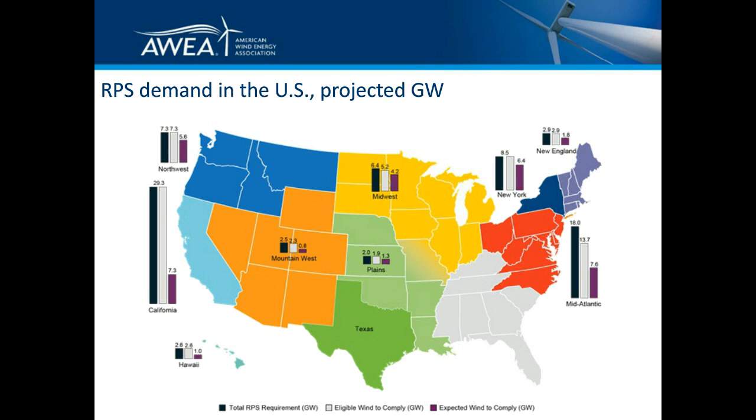Here you can see a regional breakdown of what we expect. The blue bars on the left represent the full RPS requirement. The middle bar, the white bar, represents wind-eligible RPS compliance. And then we do some adjustments to build an expectation for how much wind we think will actually capture those RPS requirements, and that's indicated by the purple bar to the far right. We see around 40 gigawatts of cumulative wind demand from these RPS markets across all markets in the U.S. The largest markets tend to be the Mid-Atlantic, California, New York, and Northwest.